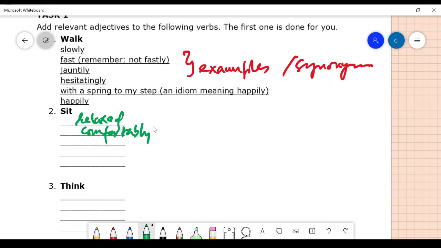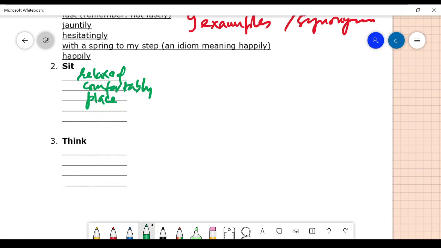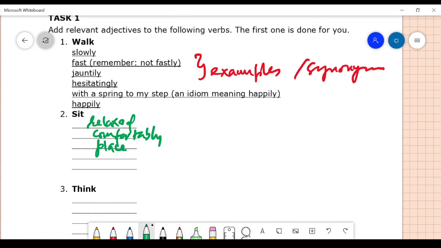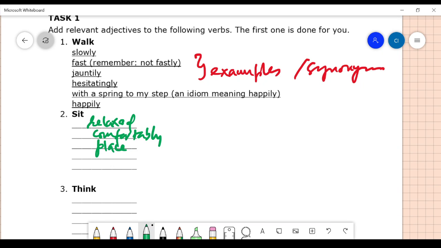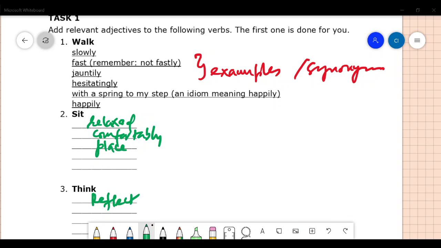And what more? Place. Like that you can just add. And think. You don't have many synonyms, but I think reflect is a very good word. Sitting and thinking is called reflect, so you can use reflect.